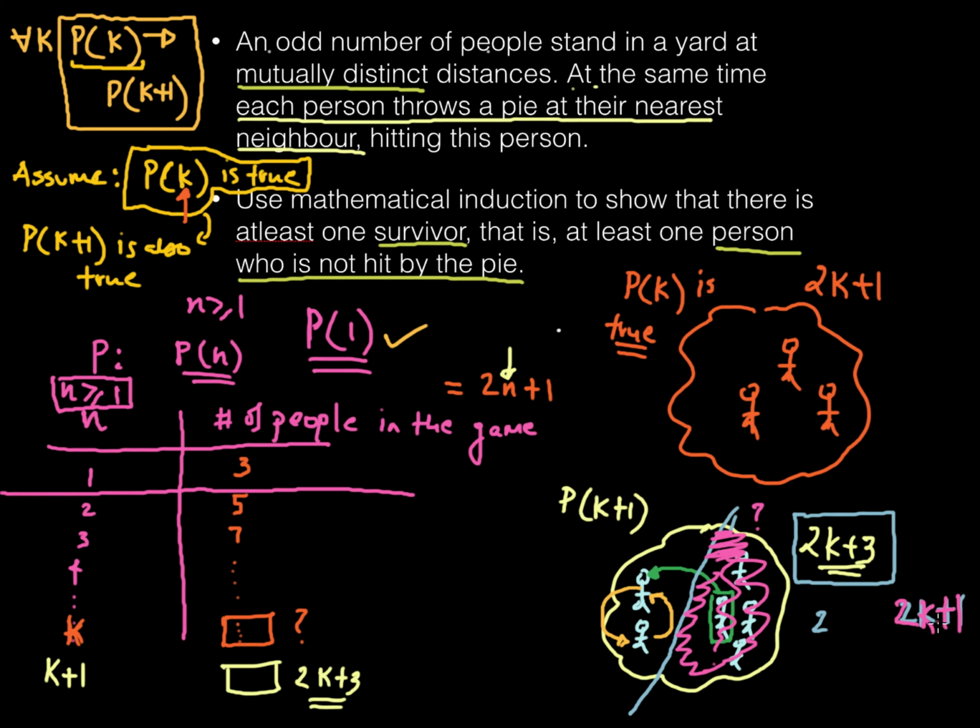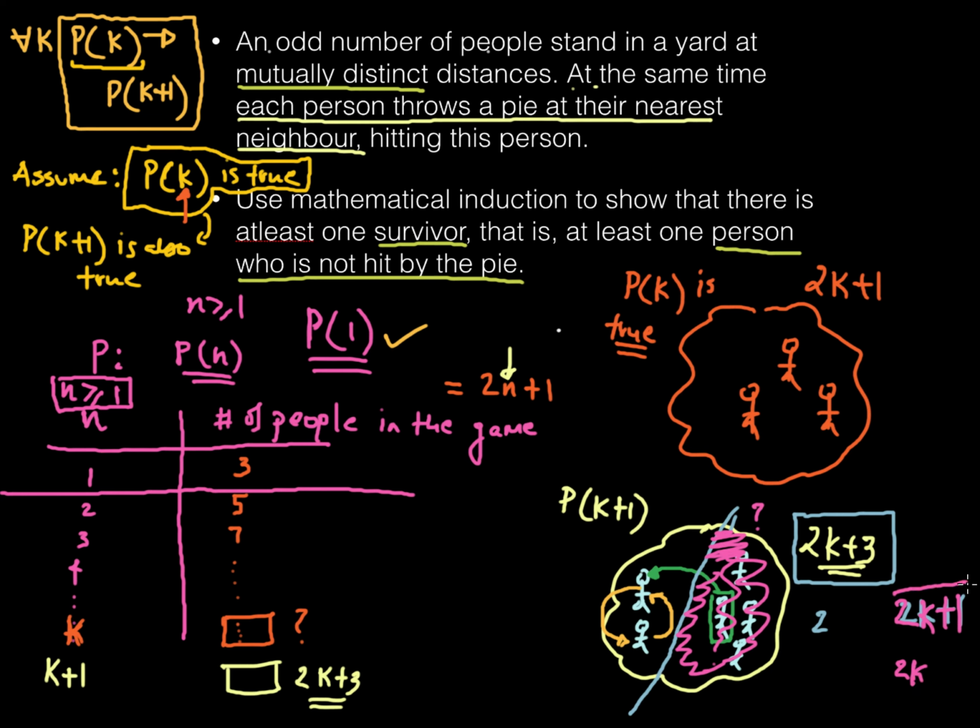Each one of them had a pie to begin with. But when the game started, one of the pies in green crossed over and hit this person over here. So the number of pies that ended up being thrown in this pink region, and none of the yellow pies ended up crossing into the other half, is that 2k pies were thrown in the pink region.